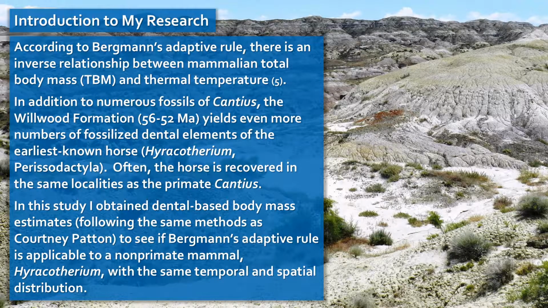Introduction to my research. According to Bergmann's adaptive rule, there is an inverse relationship between mammalian total body mass and thermal temperature. So as it gets warm, body mass gets small, and as it gets cold, body mass gets large.